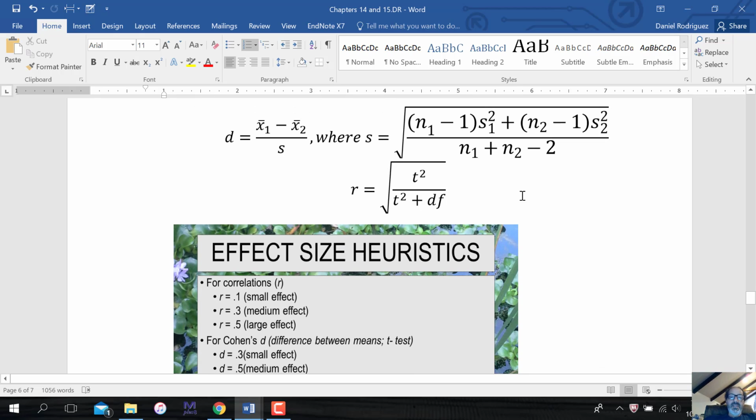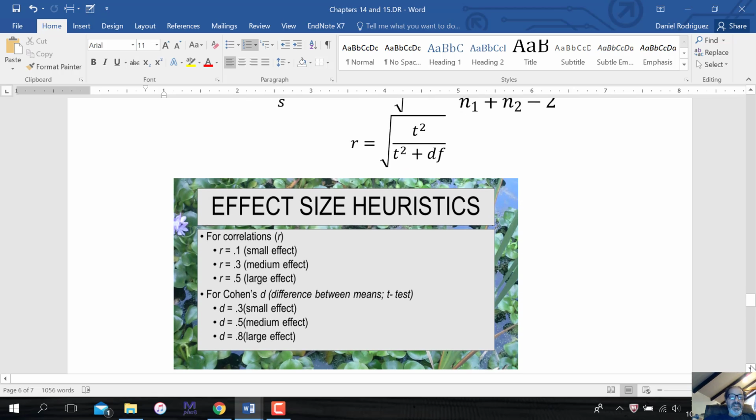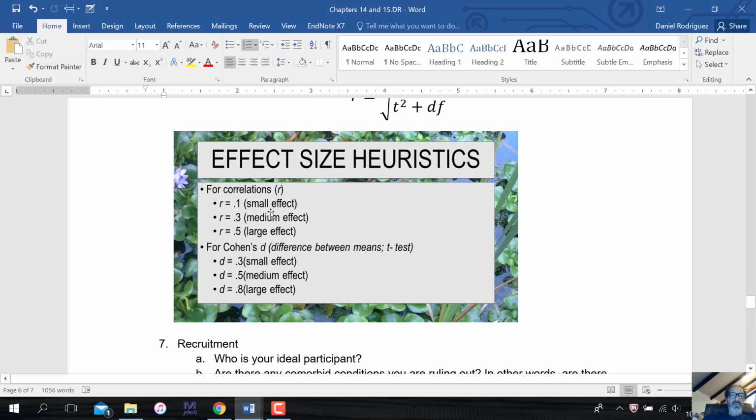This is also known as Cohen's D, and this value is the difference between the means of, say, two groups, divided by the standard deviation. This is a pooled standard deviation, right? So it's pooled from two different groups. And this is an R value. R is a correlation coefficient. It's also used as a measure of effect. And here are some heuristics for these. So at least you should know, well, I'm expecting to see a medium effect, or I'm expecting to see a small or a large effect.